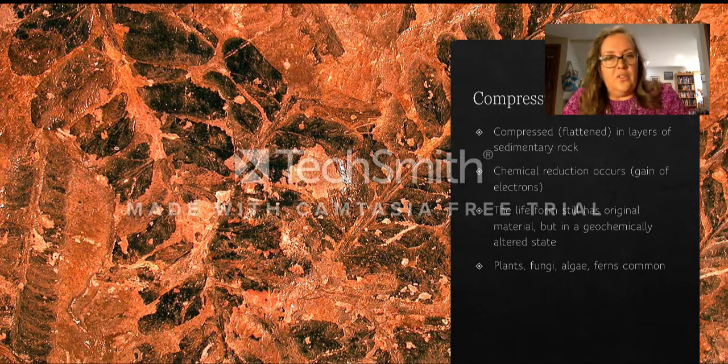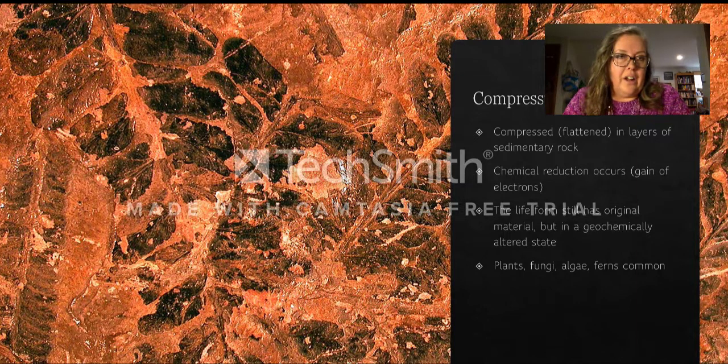So this compression fossil is fairly common with things like plants, fungi, algae, ferns. Plants and ferns do really well because their leaves are already kind of flat, and so if you compress it kind of parallel to that, you can get really good preservation because it's flat already, versus if you do something like an animal that's really 3D, it's going to be a lot harder when all that gets flattened to one plane.